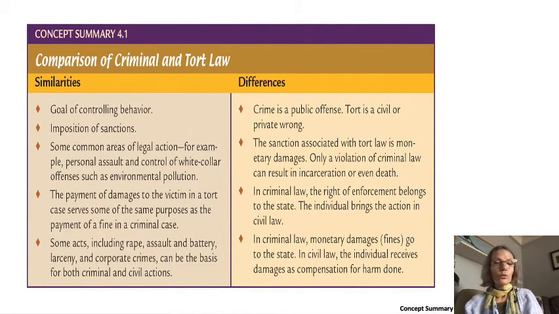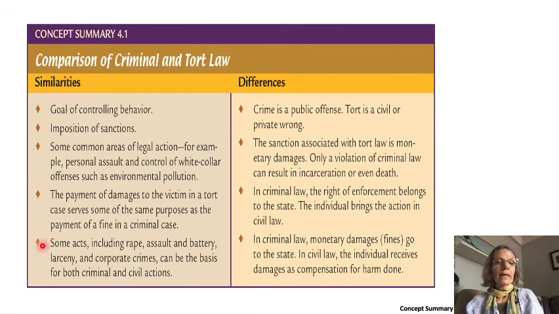So make sure that you look at the table in your textbook that shows the comparison of the ways criminal and tort law are similar and the ways they are different. Okay. You can see that some of the similarities are that sanctions are imposed, but the kinds of sanctions are different, right? One is the loss of liberty, the other is monetary for the most part.